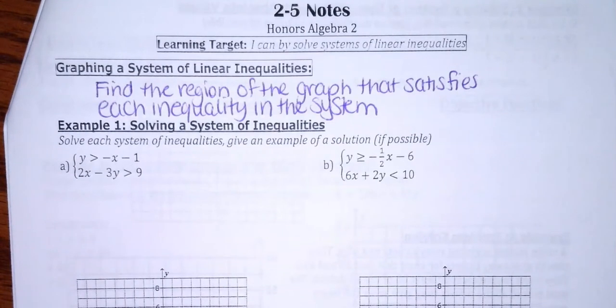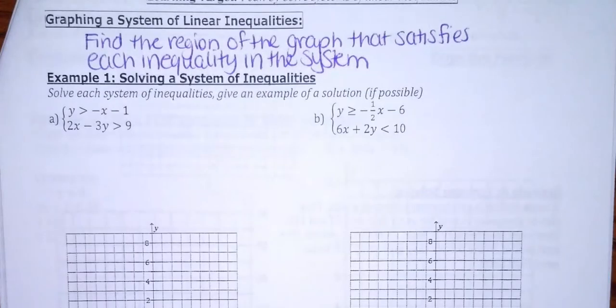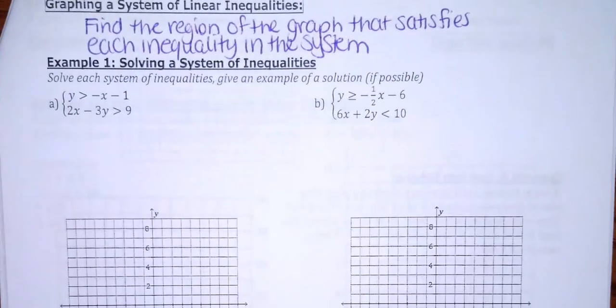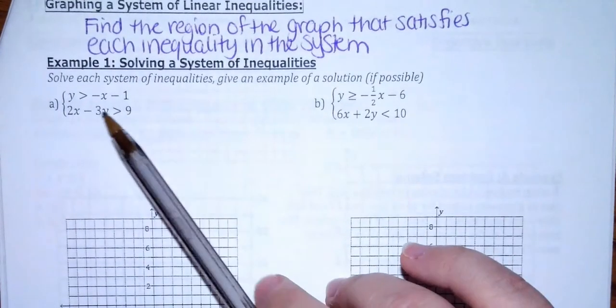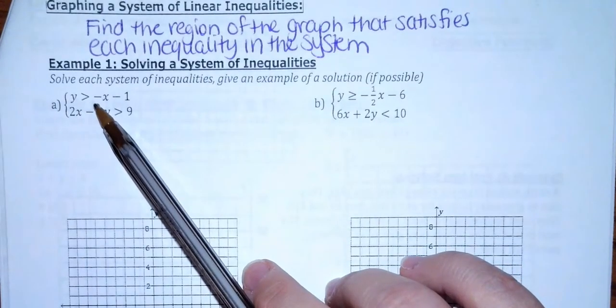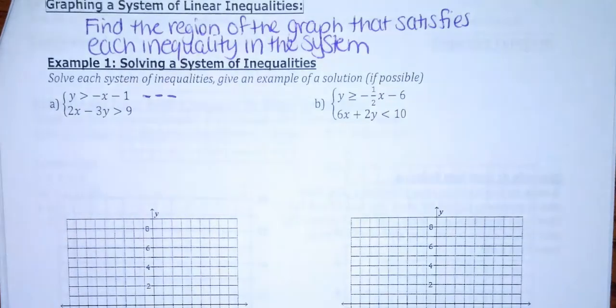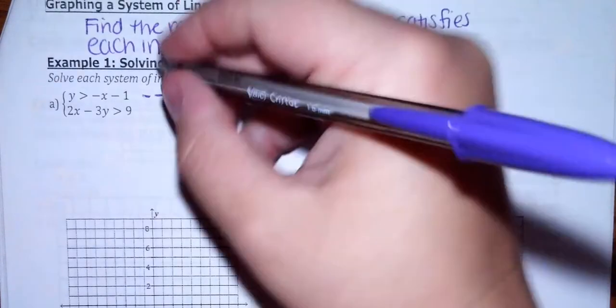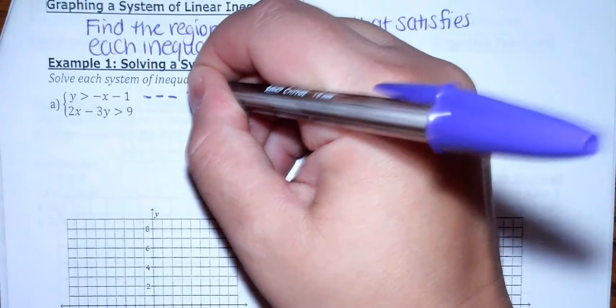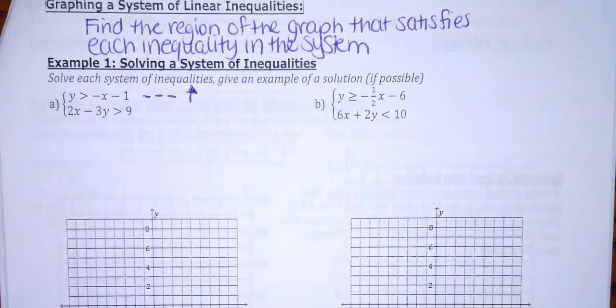Okay, so what I want to remind you of first here is pay attention to whether the line should be solid or dotted and whether we should shade above or below. So the first inequality I have in the system underneath here just says y is greater than, so I'm just going to make a note for myself that that's going to be a dashed or dotted line. So the points along that line will not be part of our solution, and greater than y by itself is going to be shade above.